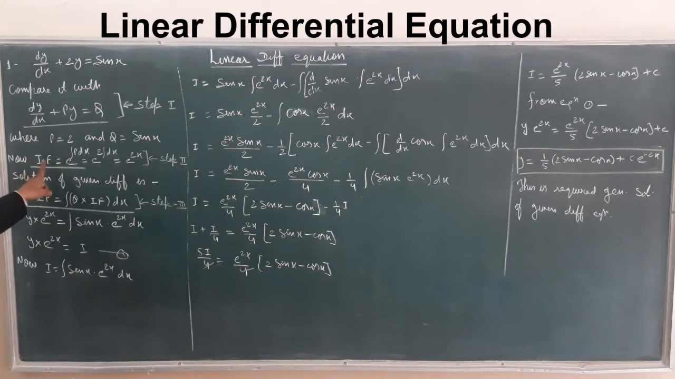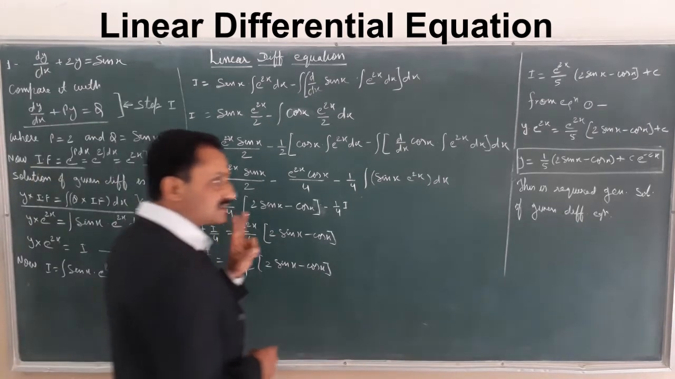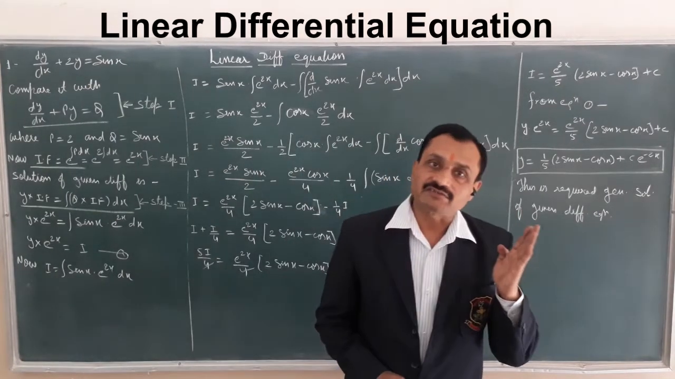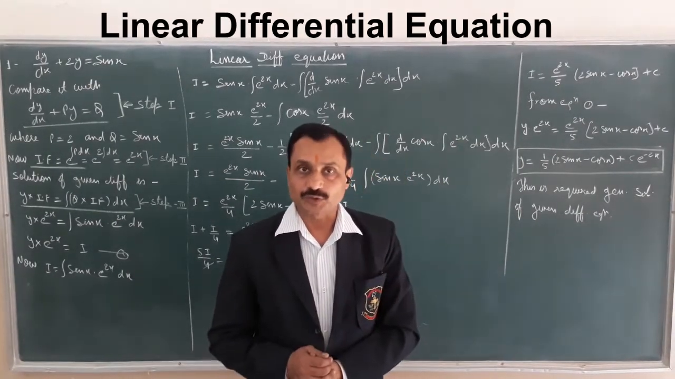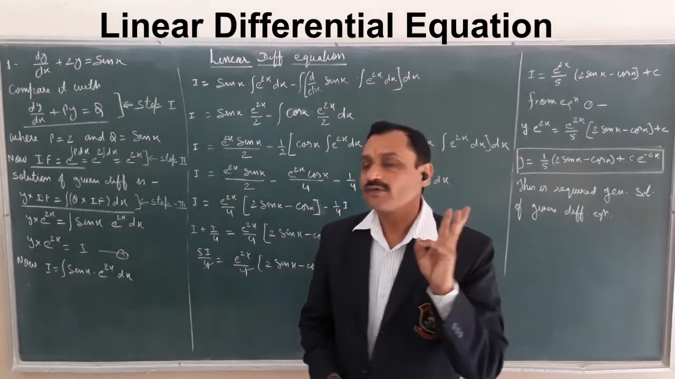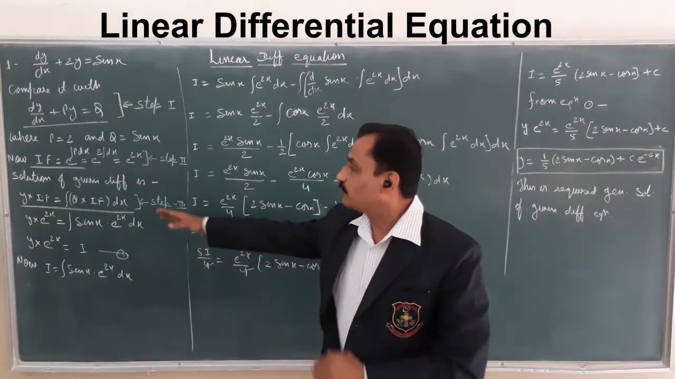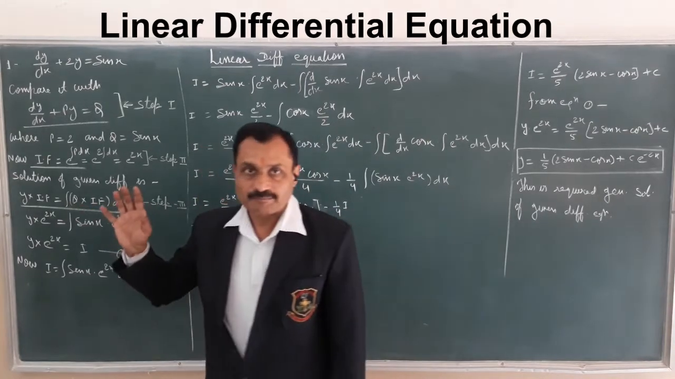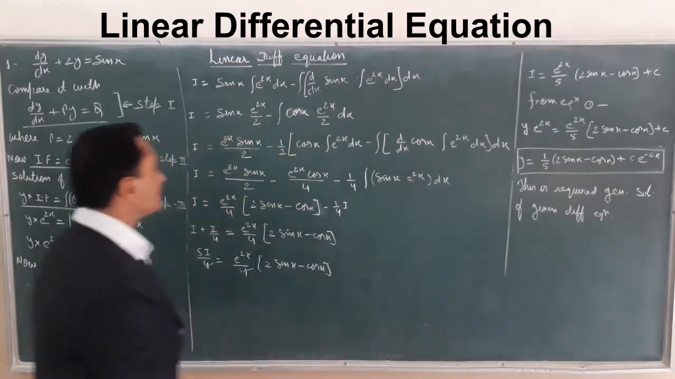From there you will get the integrating factor. The third step is we apply one formula: y times the integrating factor equals the integration of Q times the integrating factor dx. So there are 3 steps. First, convert the given equation into dy/dx + Py = Q. Then find the integrating factor, and in the third step, put the values in this given formula. Now I am taking one example.